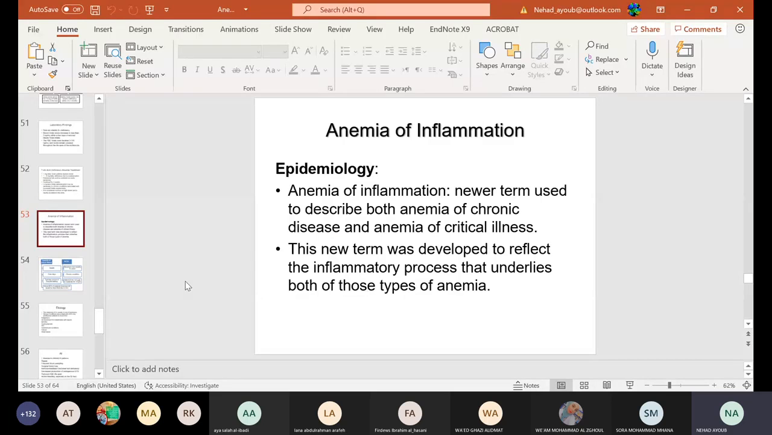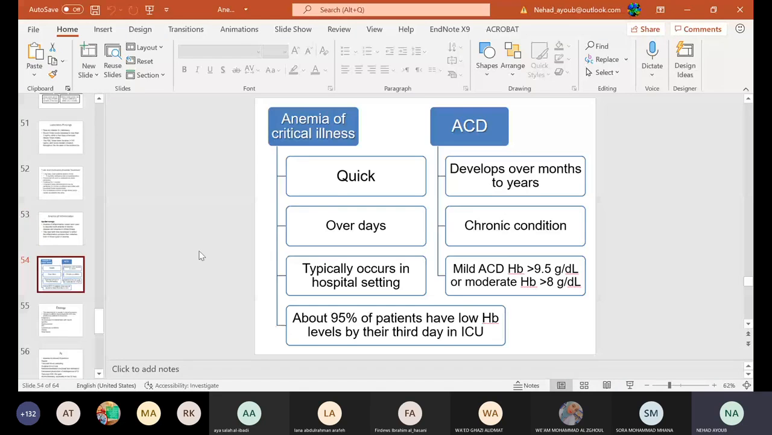Now there is one kind of anemia we call anemia of inflammation. Anemia of inflammation by definition is an anemia, a drop in hemoglobin level. The etiology, the cause of anemia of inflammation, is divided into two causes. Either the anemia of inflammation is because of acute critical illness, for example a patient who had a motor vehicle accident and was admitted to the intensive care unit.